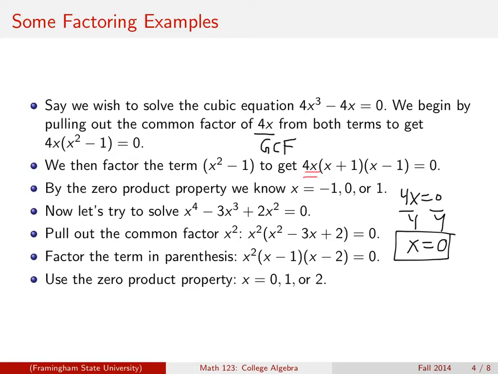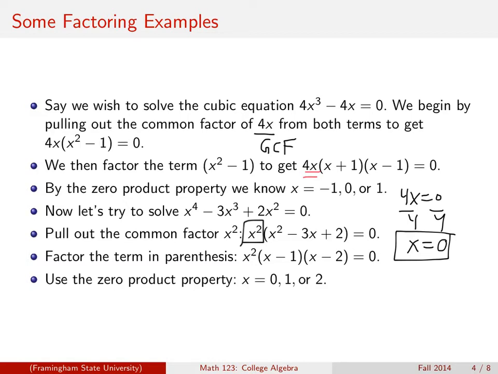You can even have a greatest common factor that's x squared, like in this example here. Every single term is a multiple of x squared. So we can factor that out and check and make sure everything's all right. And then we can factor further to get zeros at x equals 0, 1, or 2 by using that zero product property or zero product rule.